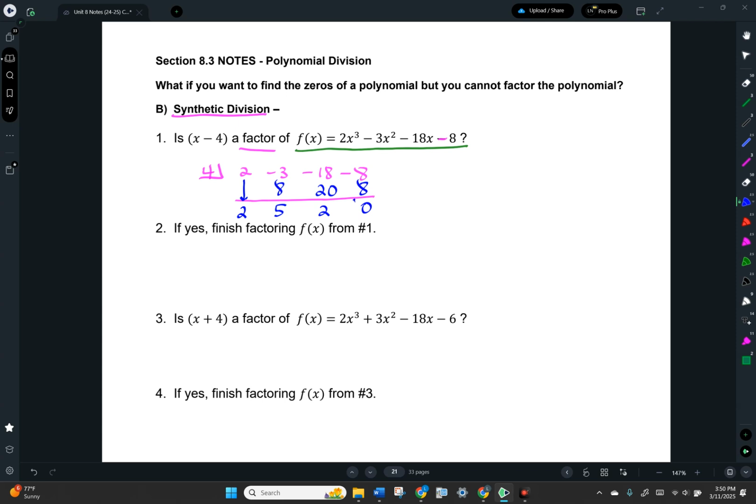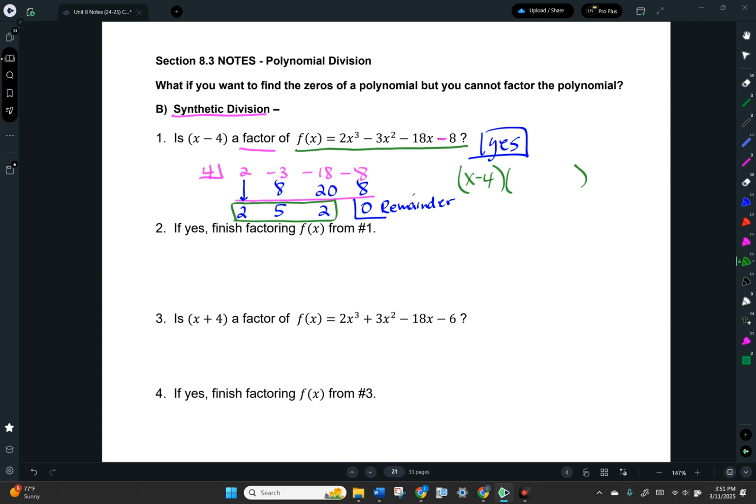If you end up with 0 right there at the end, that's actually called the remainder. Not that you necessarily need to know that. But if you end up with a 0 at the end on the last number, then that means the answer is yes, x minus 4 is a factor. It divides evenly. And more specifically, what that tells me is if I have an x minus 4, the other factor comes from this answer right here.